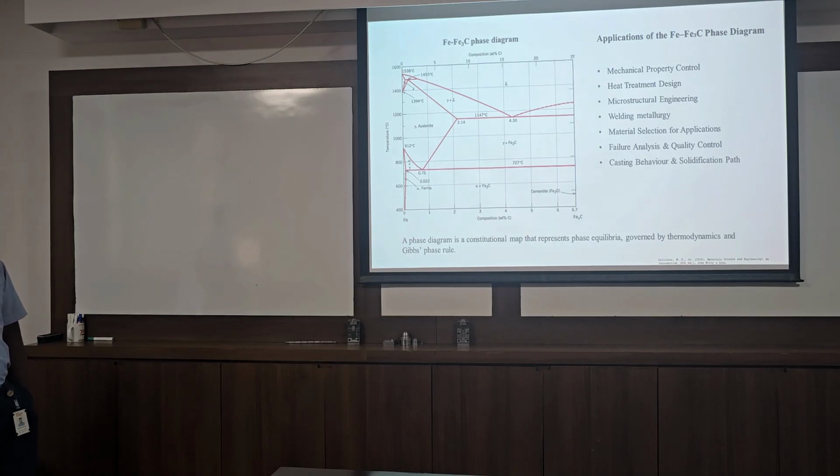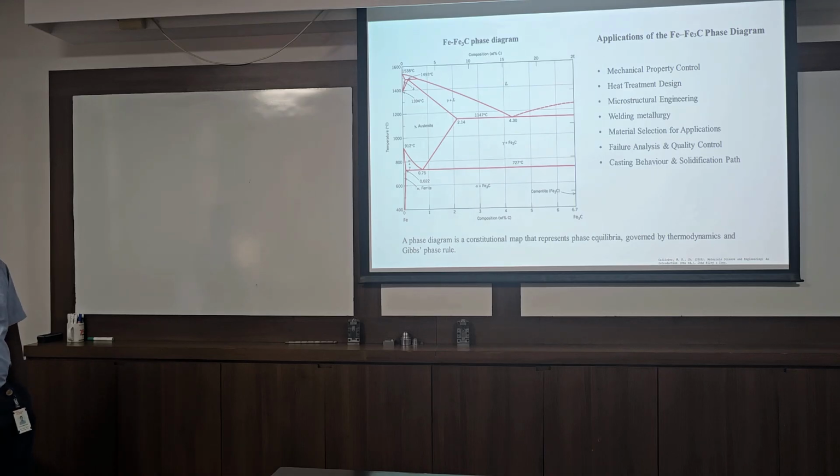For all these different grades we use different heat treatments, and how we do that heat treatment is based on the phase diagram. If you know where the critical temperature of transformation is, based on that we design the heat treatment cycles. Similarly, if I want to improve the mechanical properties of some material, I can use microstructural engineering. All the physical and macroscopic mechanical properties depend on the microstructure, on the microstructural constituents. When you change the microstructure, mechanical properties will change. How we can change that microstructure is also guided by the phase diagram.